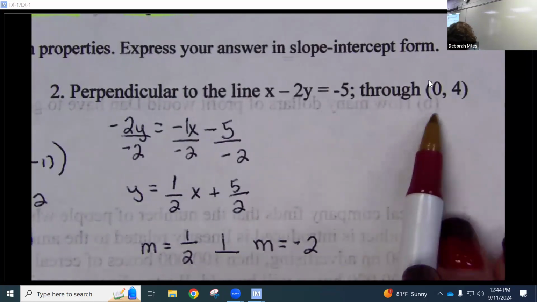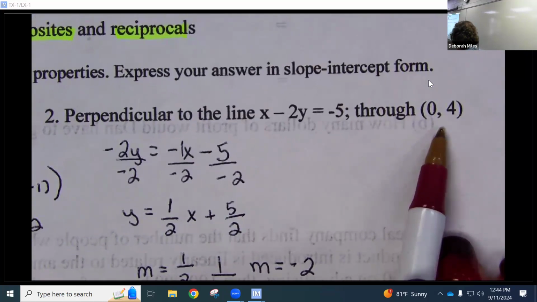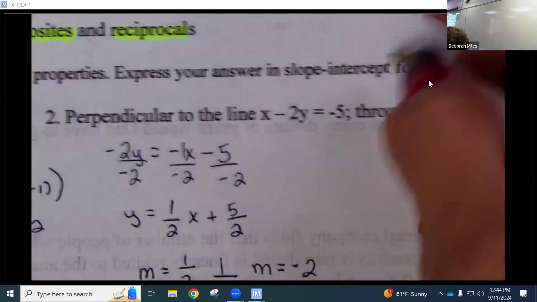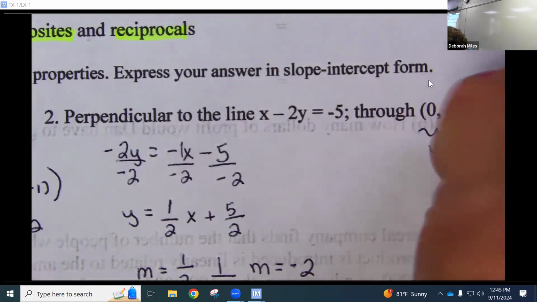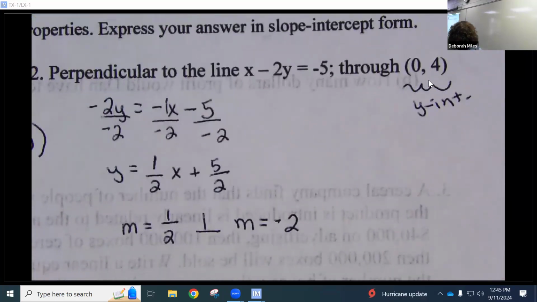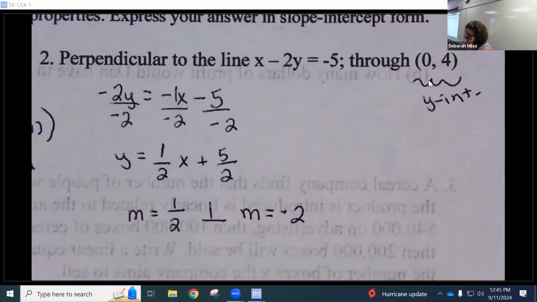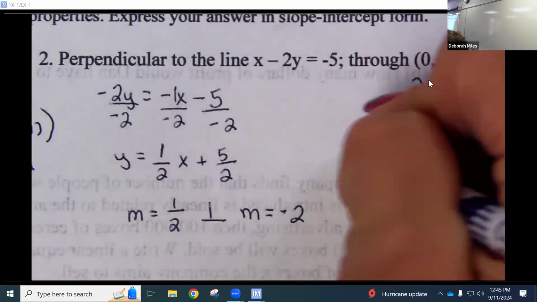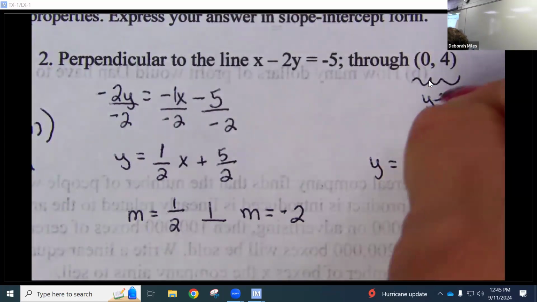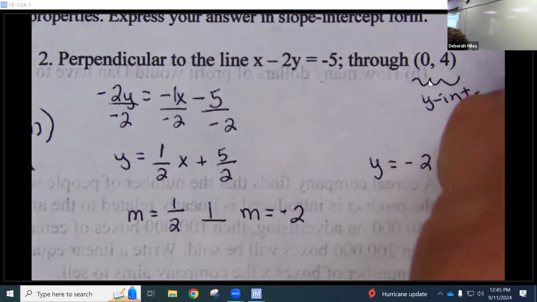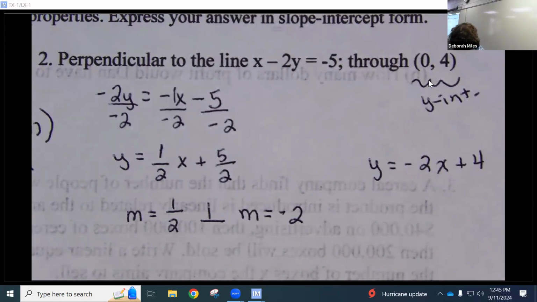What can you tell me about this point 0,4? What's special about that point? If x is 0, it's my y-intercept. And if I have my slope and my y-intercept, I could plug it into point slope form, but it would be easier just to plug into slope intercept form. Point slope form would have given me the same thing. All right. These next two, super easy.